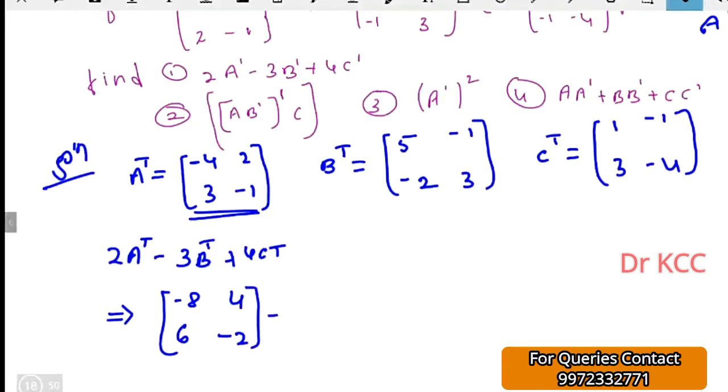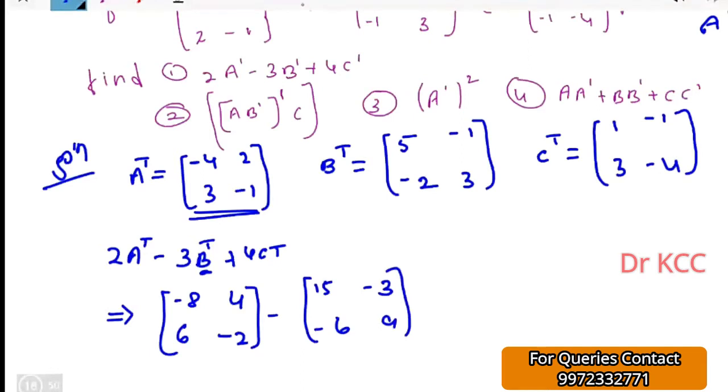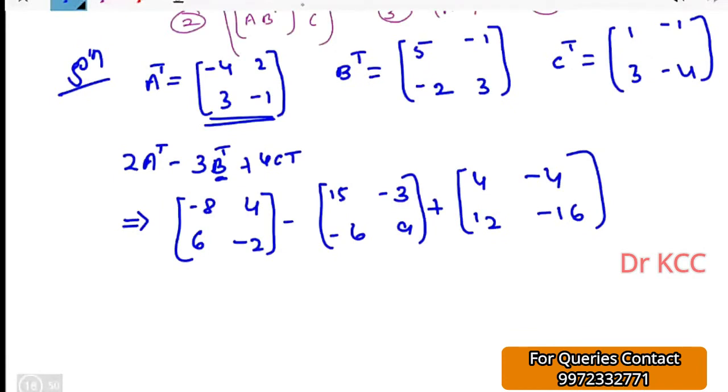Minus 3B transpose. So B transpose should be multiplied with 3. Done. After multiplying, what do we get? 3 5s are 15, minus 3, minus 6, because 3 2s are 6, 3 3s are 9. Then plus 4 times C transpose. So multiply C transpose with 4. That is 4 1s are 4, 4 1s are 4, that is minus 4, 4 3s are 12, 4 4s are 16. Now add or subtract by using your calculators, you'll get your final answer.